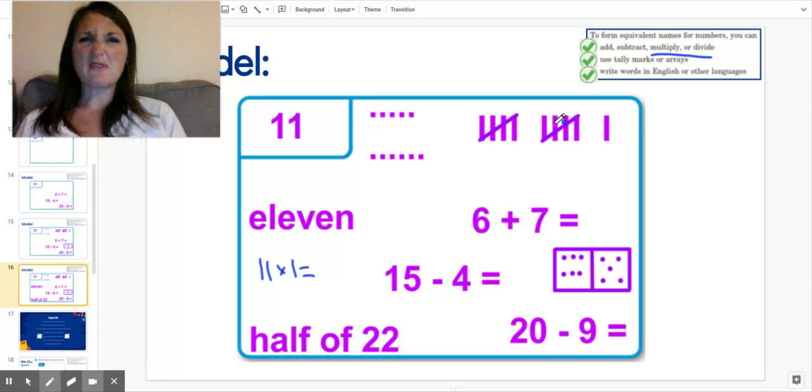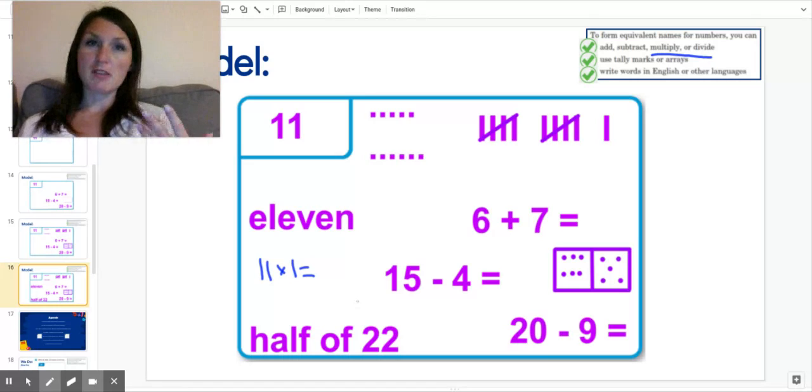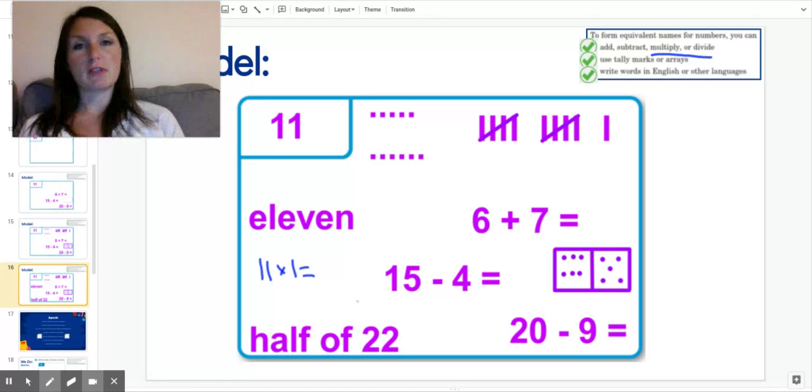Now, I don't know any division yet, so I'm going to go ahead and leave that one blank. Don't try to force it and make it into something if you don't really know. So use what you do know. This one is one I could add here.